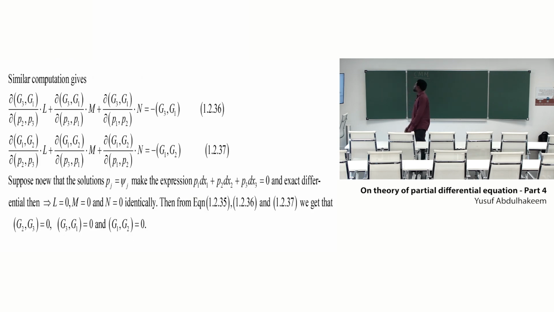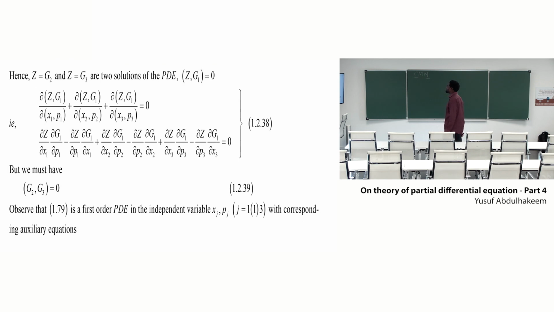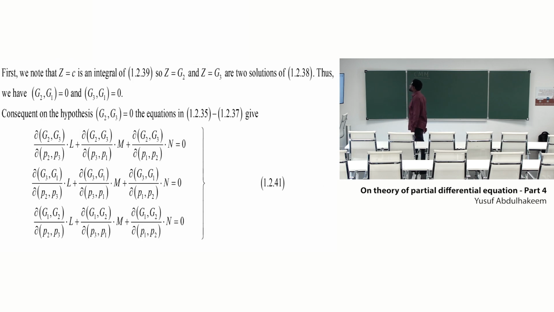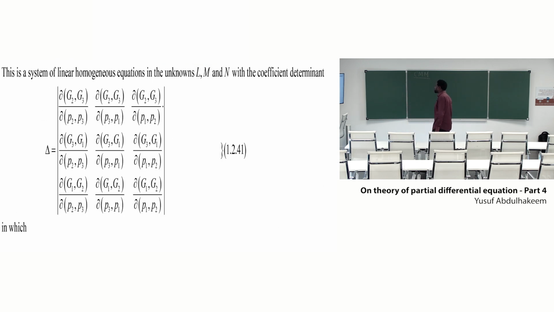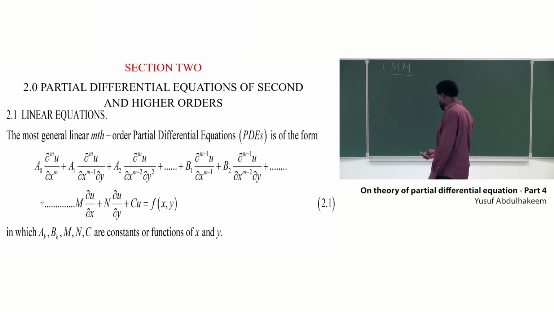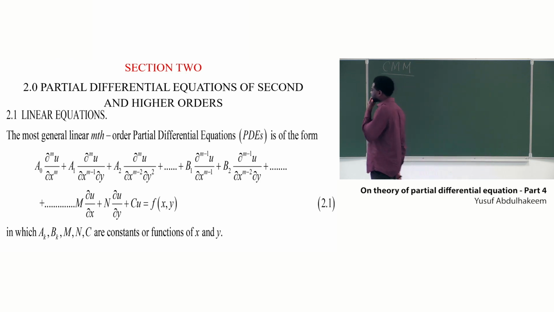Then a similar computation happens here, and we have this. We're able to obtain at the end of the day the Jacobi's auxiliary differential equation, which is given here in 1.2.40. Furthermore, on Jacobi's method, we look at some special cases. We're able to identify this identity, and that was how we ended our section 1.